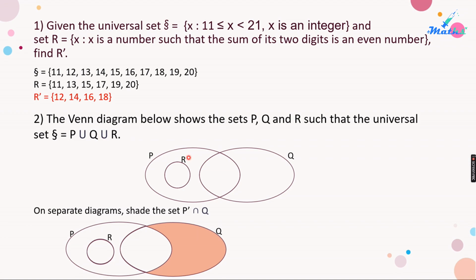Second, the Venn diagram below shows the sets P, Q, and R such that the universal set is P union Q union R. On the separate diagram, check the P complement and Q. P complement is here and Q is here, but we need P complement and Q, the same common element, so it's here.